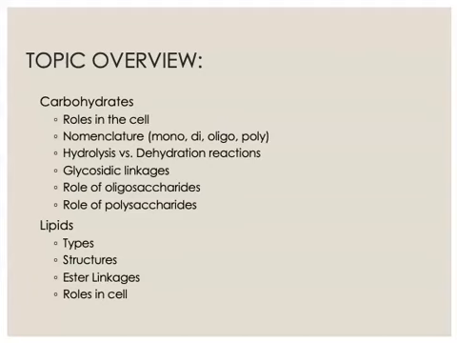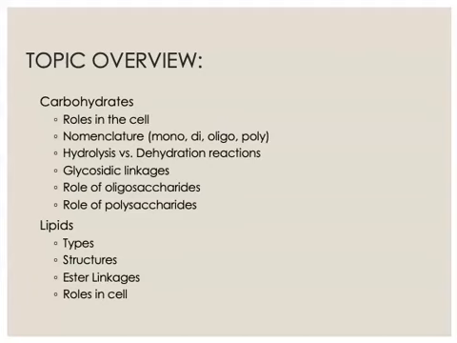The way we'll approach this topic is by first discussing carbohydrates and the roles that they play in living cells. We'll discuss some nomenclature or vocabulary that we use when we're discussing carbohydrates. We'll discuss the general types of chemical reactions that produce carbohydrates and break down carbohydrates. These are known as hydrolysis and dehydration reactions. We'll talk about what joins individual units of carbohydrate together, a covalent bond called a glycosidic linkage.